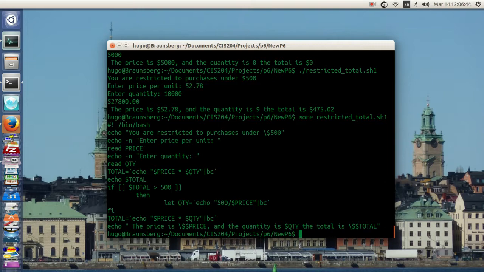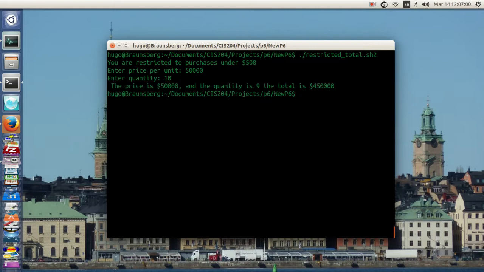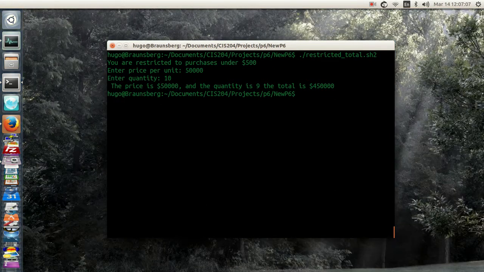And let me clear this out. So let's get to restricted total shell 2. Okay, so now let me enter this. I'm going to enter the purchase price of $50,000, and I want 10 of these guys. What? Wait a minute. It's $50,000. The quantity is 10. The price is $50,000 and the quantity is 9. The total is $450,000. Well, wait a minute. That's beyond what I can do.